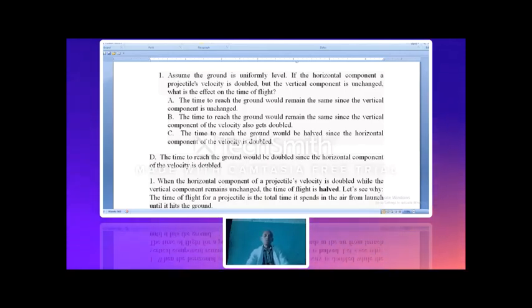velocity is doubled. When interpreting these choices, first we have to know the meaning of the problem. When the horizontal component of the projectile velocity is doubled while the vertical component remains unchanged, the time of flight is halved. Let us see why. The time of flight for a projectile is the total time it spends in the air from the launch until it hits the ground.